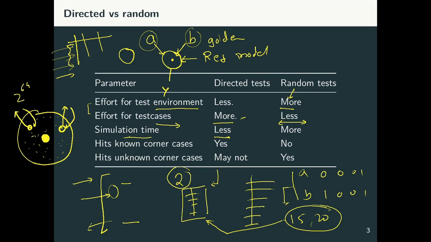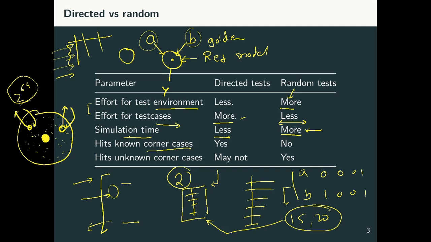And if I want to get coverage over a sufficiently large space of this 2 to the power 64, then the number of vectors which I will have to generate will also have to be sufficiently large. So since there are a large number of vectors with random tests, the simulation time is going to be more. And also the case generation or the vector generation and the model will be much more complicated. That will lead to increase in simulation time.